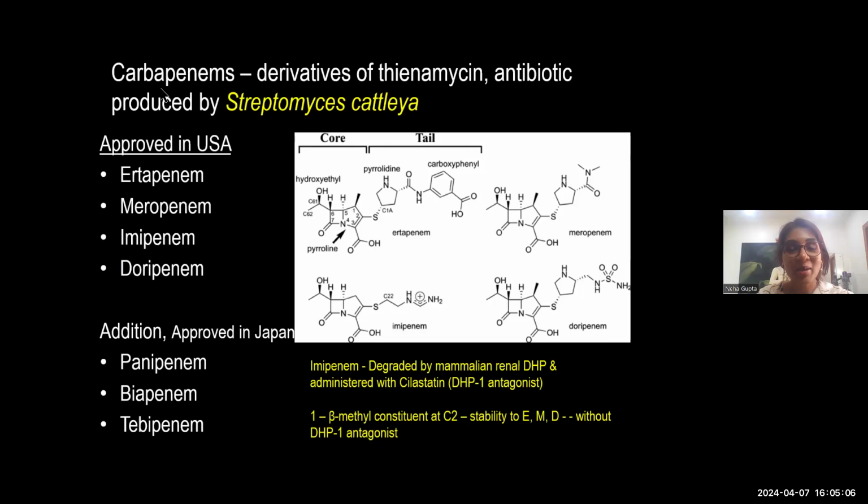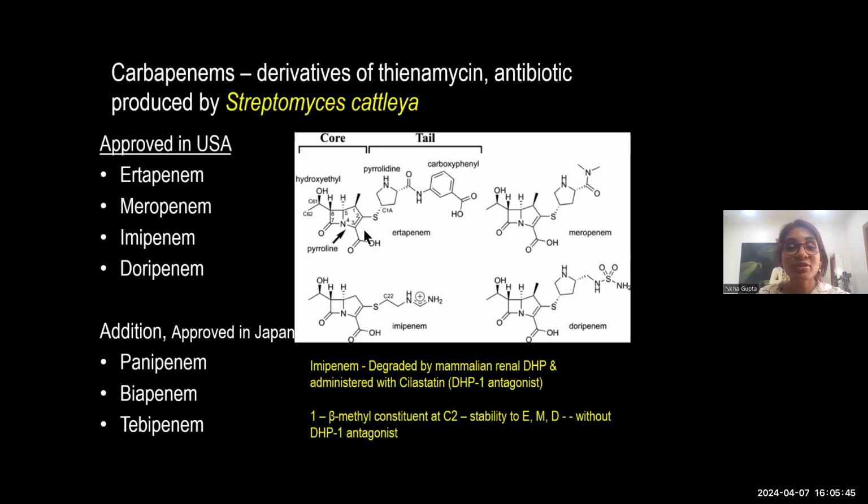So to begin, carbapenems are the derivatives of thienamycin, an antibiotic which is produced by soil organism Streptomyces cattleya. Now, the carbapenems which have been approved in the USA include ertapenem, meropenem, imipenem, and the doripenem. Additionally, in Japan, panipenem, biapenem, and tebipenem are also approved. At the moment in India, the carbapenems which are available to us are the ertapenem, meropenem, imipenem, doripenem, as well as the biapenem.